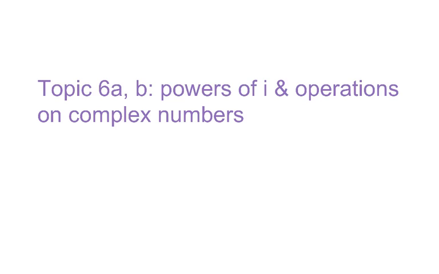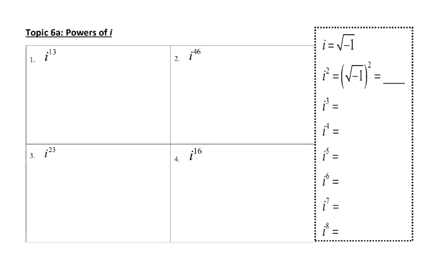This video is on topics 6a and b, the powers of i, and the operations on complex numbers. So the powers of i follow this little pattern. We know that i is the square root of -1, so i squared is to square the square root of -1, which will just be -1.